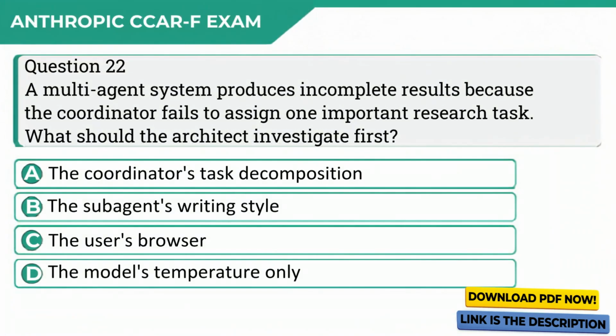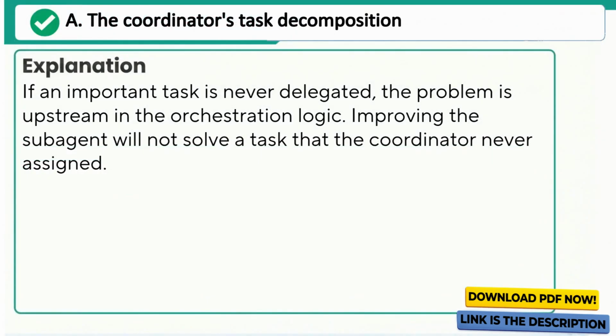Question 22. A multi-agent system produces incomplete results because the coordinator fails to assign one important research task. What should the architect investigate first? A. The coordinator's task decomposition. B. The subagent's writing style. C. The user's browser. D. The model's temperature only. Correct answer, A. The coordinator's task decomposition.